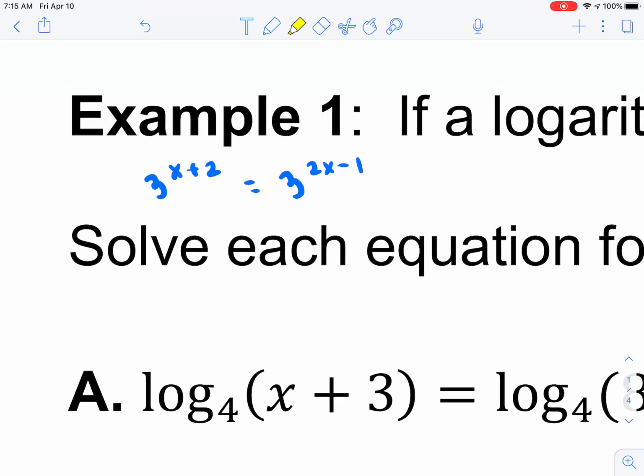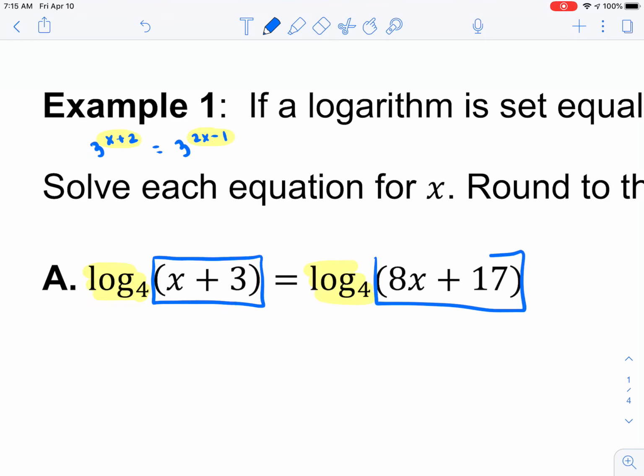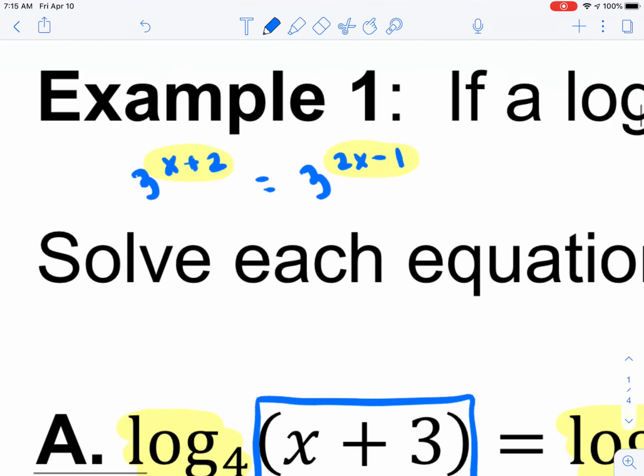Remember that when you have the same base, all we have to do is set the exponents equal to each other. Well, think about what part A is saying. If you have a log with a base of 4 on one side with some argument, and a log with a base of 4 on the other side with some argument, the log and the base are the same on each side, then to solve this, all you have to do is set this equal to this and solve for x, just like you would do if this was exponential.